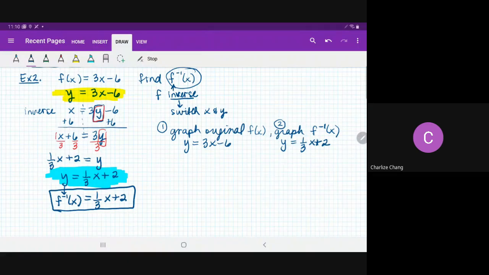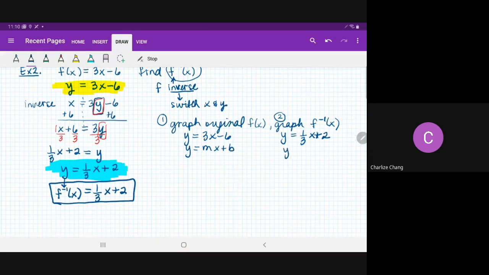That's kind of interesting. And all inverses do, even if there's parabolas or square roots and things like that. Right now, we're just concentrating on lines. Okay, so these are both lines. So these are both y equals mx plus b. So do you remember how to graph y equals mx plus b?